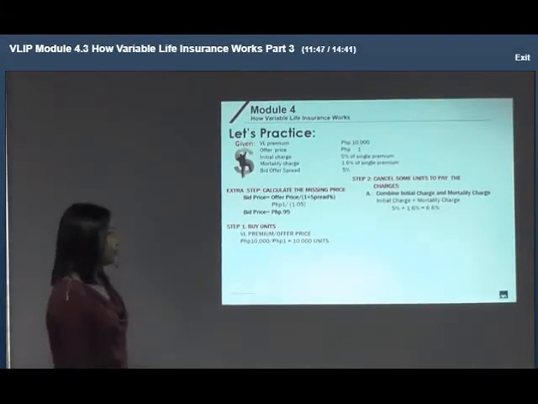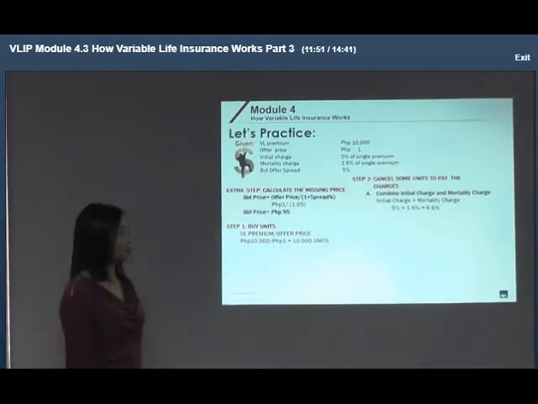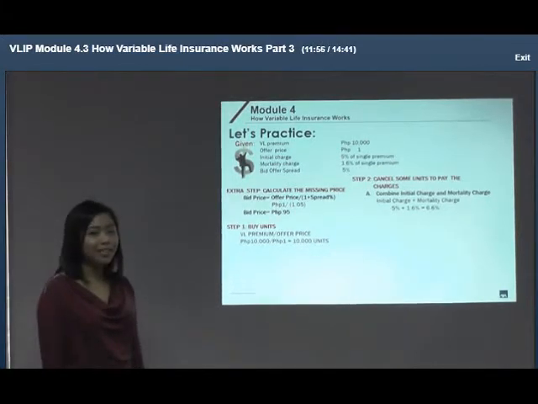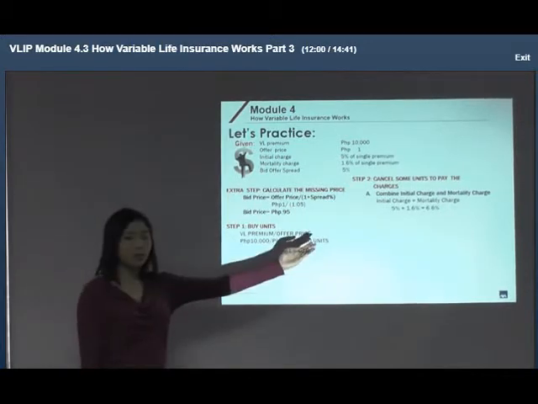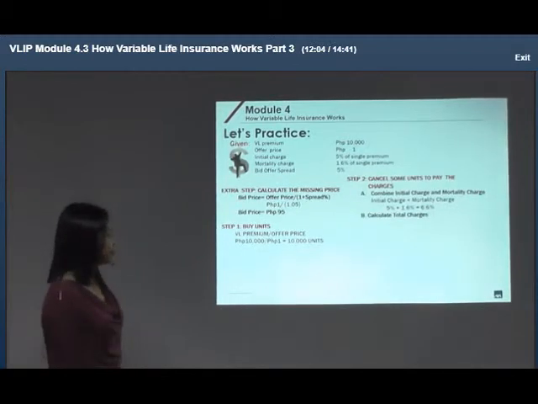To do that, we will have to combine the initial charge and mortality charge. From the given, the initial charge is 5% and the mortality charge is 1.6%. If we will add those two, it will give us a total charge of 6.6%.